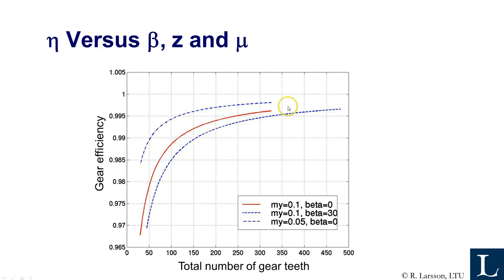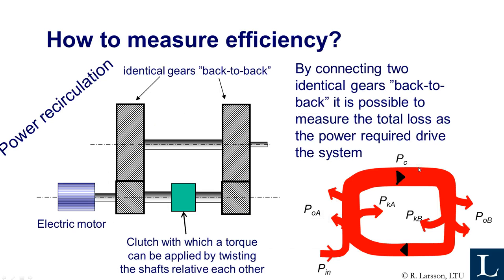And again, you can see the efficiency is high, except down here where you have very few gear teeth. Then you can lose 2-3% in each engagement. Then in a gearbox, of course, you don't have only one gear engagement. There could be many in the same gearbox and same transmission. Okay, that was about the important parameters.